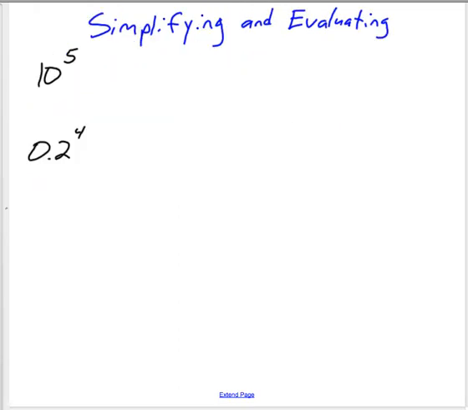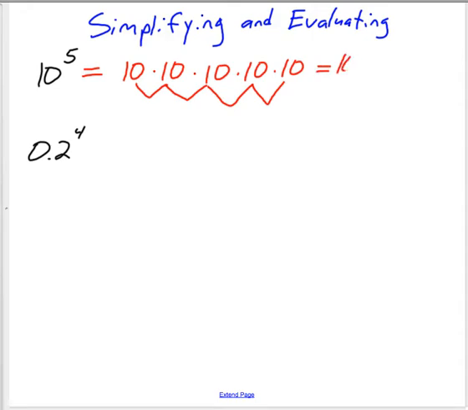Okay, so with simplifying and evaluating, simplifying means you are given regular numbers and you just need to perform all the operations, or do all the operations that are possible. That could also happen with variables, but in this case we're going to start with 10 to the 5th power. 10 to the 5th power just means 10 times 10 times 10 times 10 times 10. So we have 10 times 10 is 100, times 10 is 1,000, times 10 is 10,000, times 10 is 100,000.